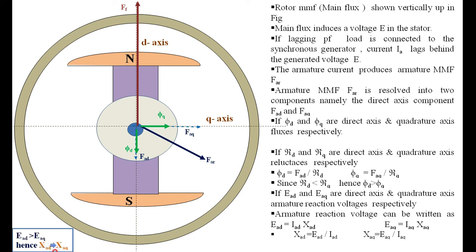Therefore, we come to the conclusion that XAD is greater than XAQ, because here EAD is greater than EAQ. Then we will see the vector diagram for the total process that I explained so far.